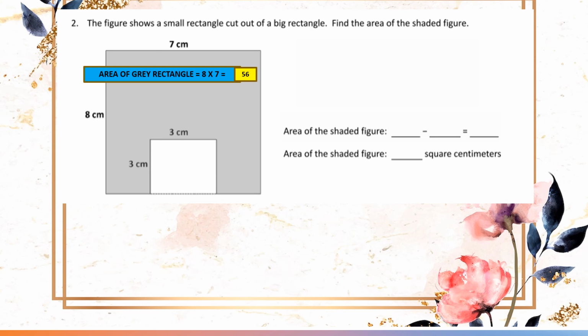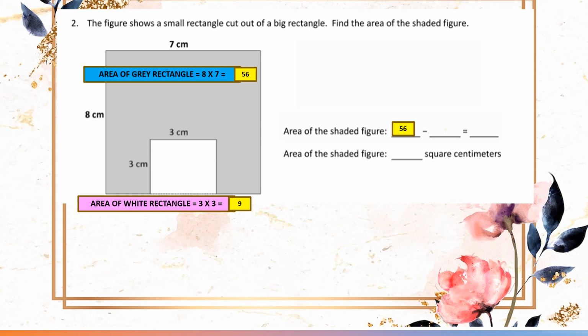So now we have to figure out, well, how much of it is missing? So we have to figure out the area of the little white rectangle. Well, really it's a square because all the sides are the same length. So let's figure that area out also. So the measurement of the white rectangle is 3 by 3, or 3 times 3. What's 3 times 3? If you said 9, you're absolutely correct.